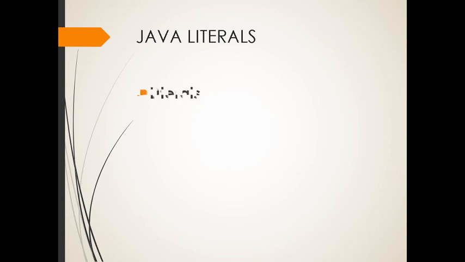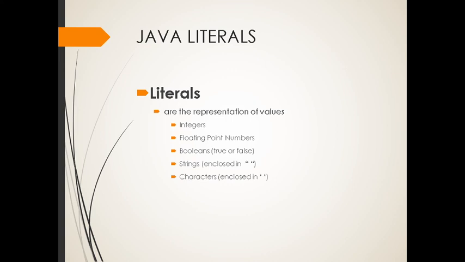Java literals. If we talk about literals, literals are the representation of values. So we have integers, float or floating point numbers. We have booleans that contain true or false. We have strings that are enclosed with double quotation, and a character that is enclosed with single quotation.